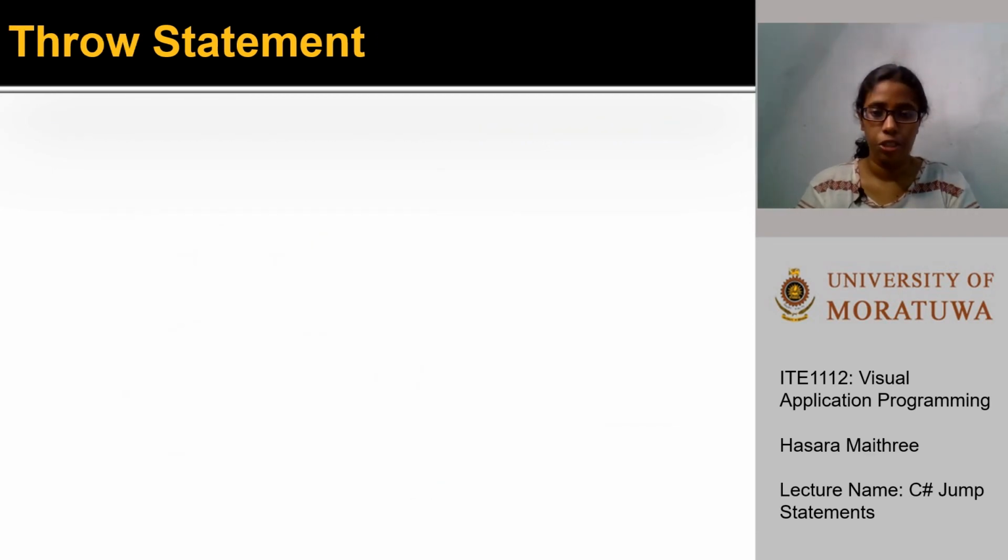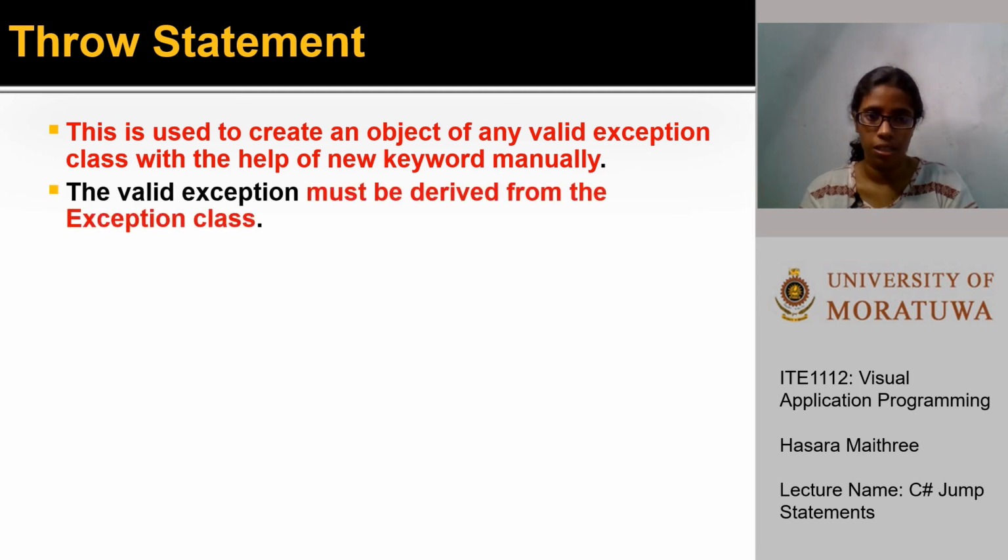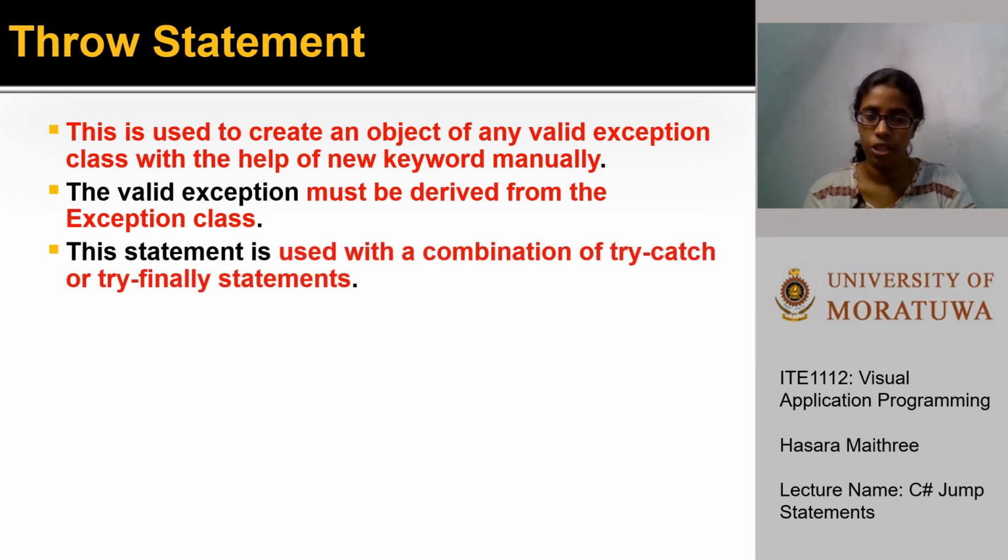Okay, let's look into the last jump statement, the throw statement. We use throw statement to throw exception errors to the program control flow. So in order to create these exception classes, we need to use new object with the valid exception classes designed for that particular programming language.